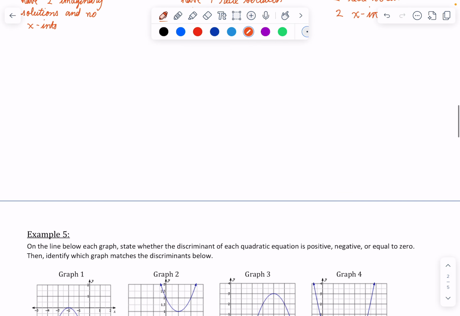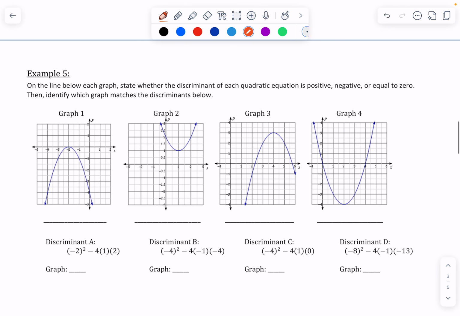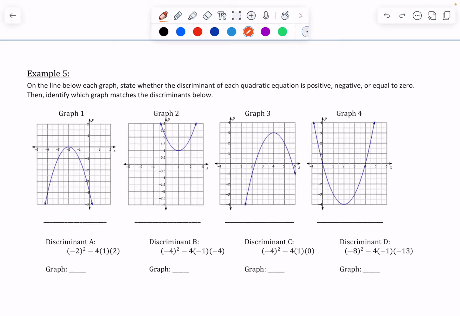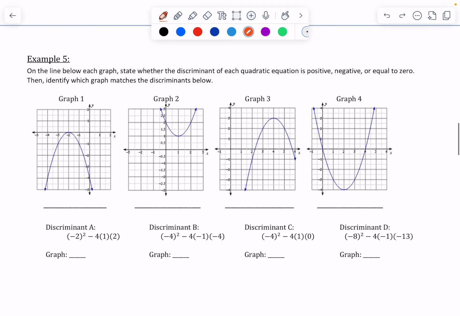Very good. All right, last example. On the line below each graph, state whether the discriminant of each quadratic equation is positive, negative, or equal to 0. So look at each graph, and based on the way the parabola is crossing the x-axis, or if it's not crossing the x-axis, determine whether the discriminant would have to be positive, negative, or equal to 0. Then, identify which graph matches the discriminants below.